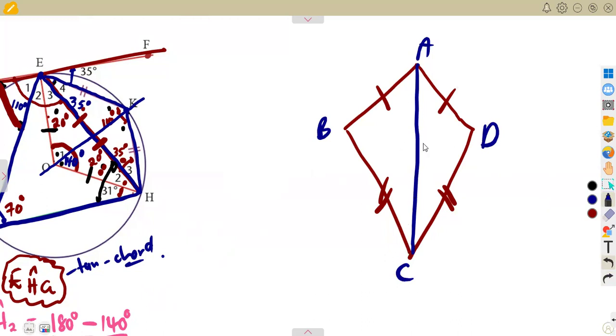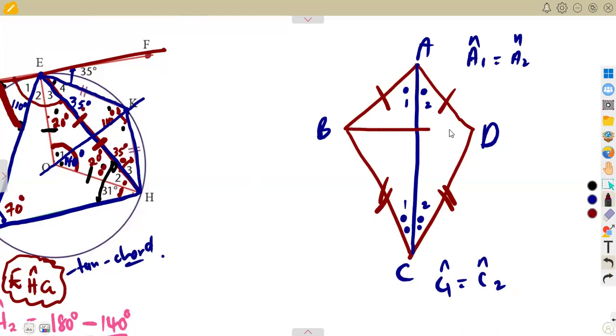The one from the adjacent sides is the one that bisects these two angles. So this angle, if this is 1 and this is 2, it means angle A1 must be equal to angle A2. The same thing here, angle C1 must be equal to angle C2. But on this other part, it does not bisect. Take note, B and D are not bisected. It is the diagonal BD which is bisected. So if this point is E, it means from B to E is going to be equal to E to D.